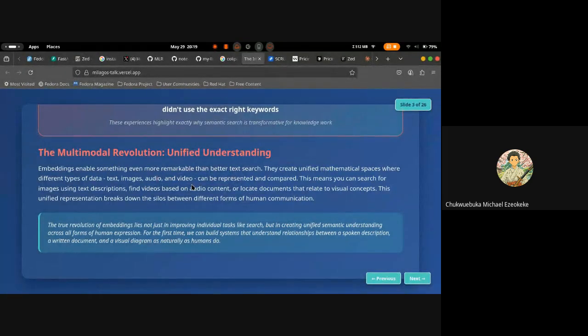Due to research, researchers were able to work on how embedding models could work beyond just text data, integrating image data, audio data, and video data. These days, if you upload an image to an AI LLM like DeepSeek, Gemini, or ChatGPT, it can understand the context of that. So the true revolution of embeddings lies not just in improving individual tasks, but in creating unified semantic understanding across all forms of human expression. Some researchers in machine learning would have come across this concept called multimodality. I specialize in text data, that is natural language processing. So, moving on to the next.